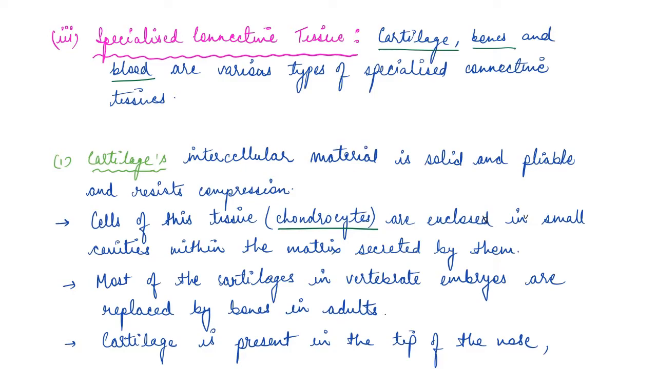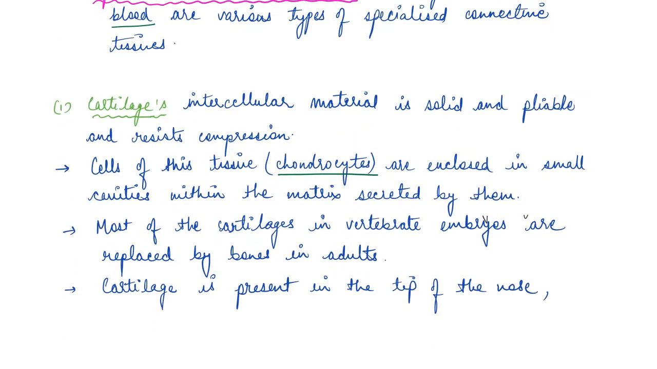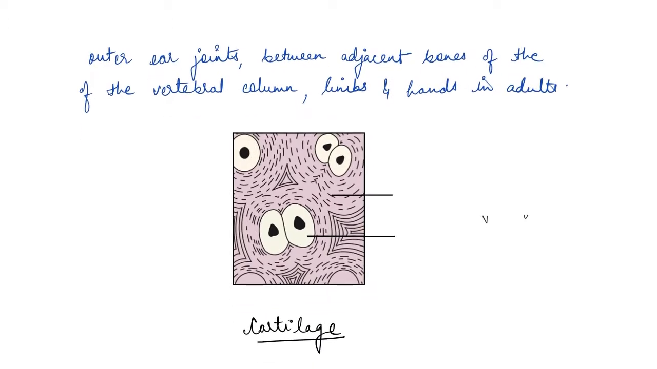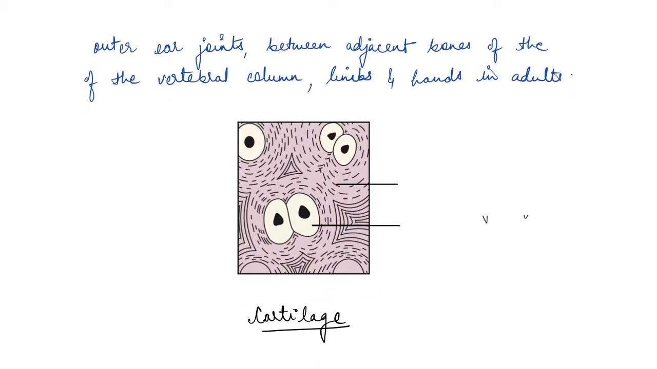Now, there is some cartilage present in human adults, like the tip of our nose. If you just check the tip of your nose, you will realize that it is pliable, it is flexible. You can basically turn it to your left and right, right? Again, other cartilages are in the outer ear joint. The ear that you see, you can basically fold it, right? It's because it is made up of cartilage. And then in our vertebral column and our limbs, our legs and hands, all the adjacent bones of the vertebral column, legs and hands have cartilage in between.